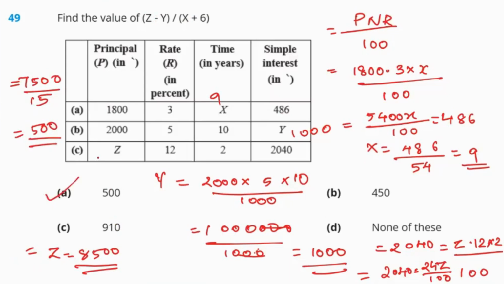Okay. We have to find out all the values according to PNR by 100 using the formula. P is the principal amount, N is the number of years, and R is the rate of interest. Here, some principal amounts are given and some simple interest. With those values, we can find all the values and find the value of the given expression. Okay, that is 500, option A.